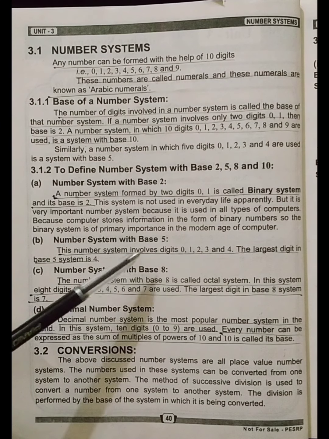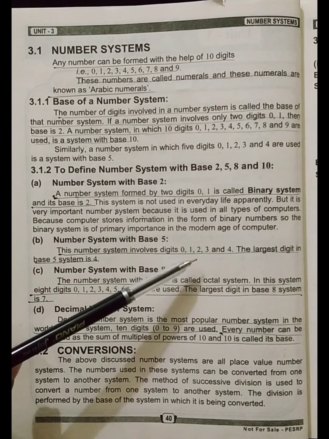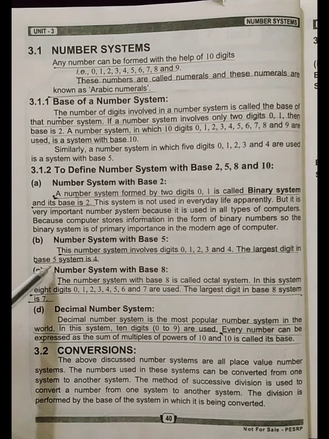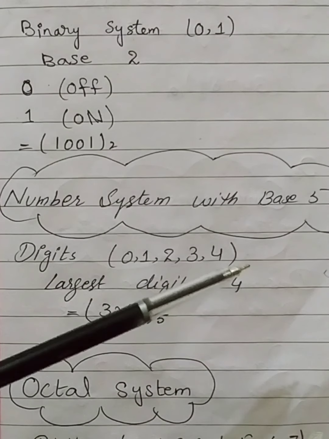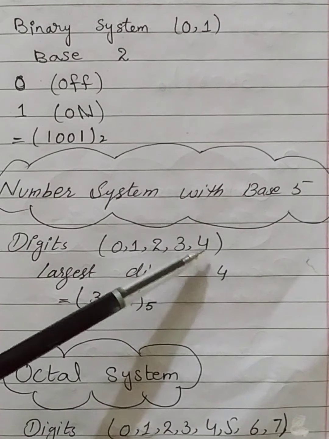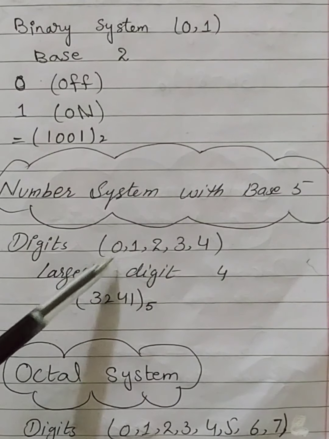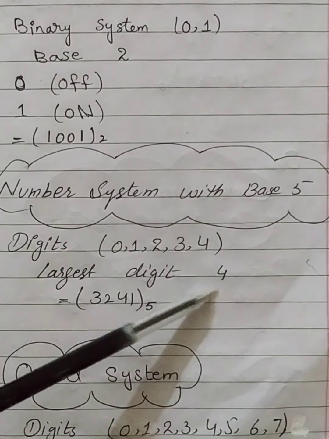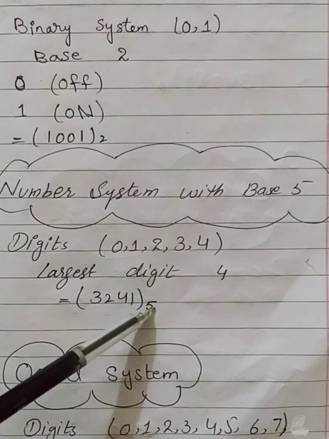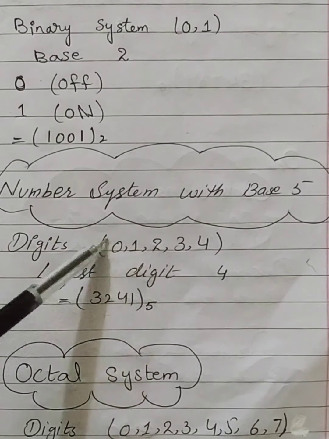Next is number system with base 5. The number system involves digits 0, 1, 2, 3 and 4. The largest digit in base 5 system is 4. In the system with base 5, there are 5 digits, which start at 0 and end at 4. So the largest digit is 4. When we write the base 5 number system, we use these digits.